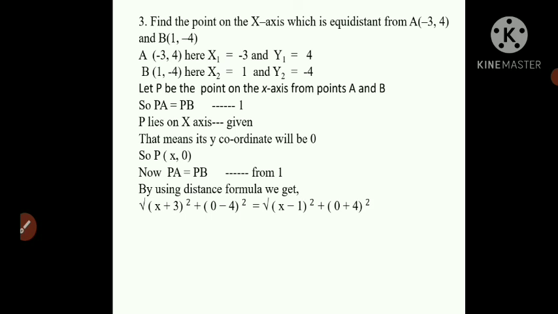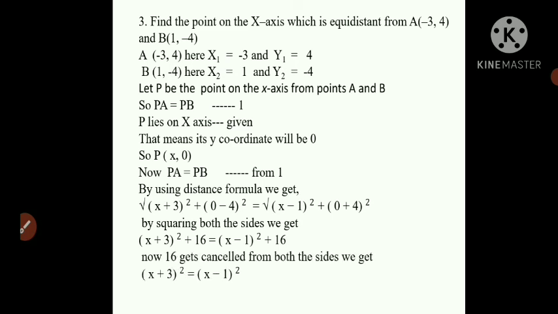Now see what we will do. By squaring both the sides, we'll remove the root. So the root is gone. Now what is left? See, (x plus 3) the whole square plus 16 is equal to (x minus 1) the whole square plus 16. So you can see here left hand side and right hand side we have plus 16, plus 16. So we'll cancel that. So plus 16 gets cancelled. So what is left here? Now you can see (x plus 3) the whole square is equal to (x minus 1) the whole square.